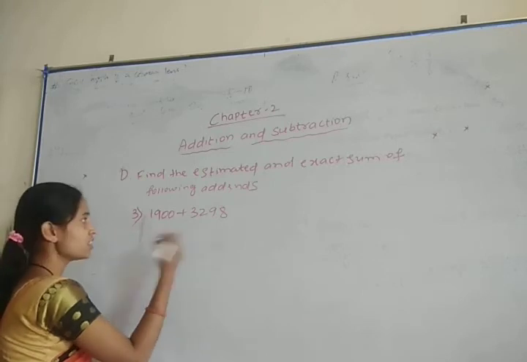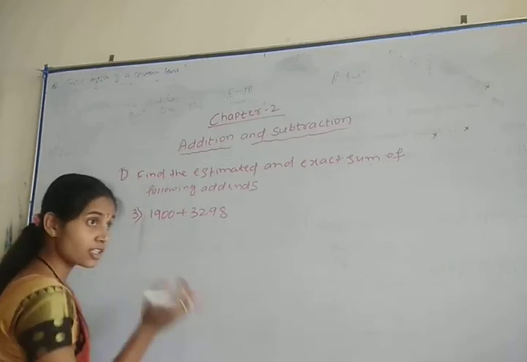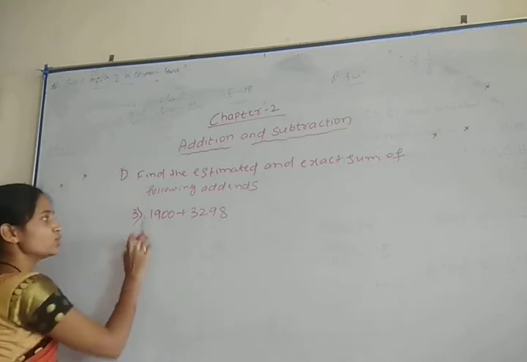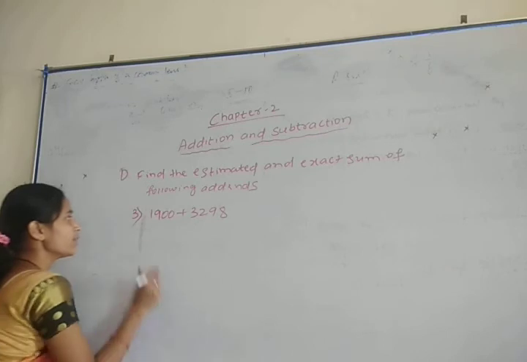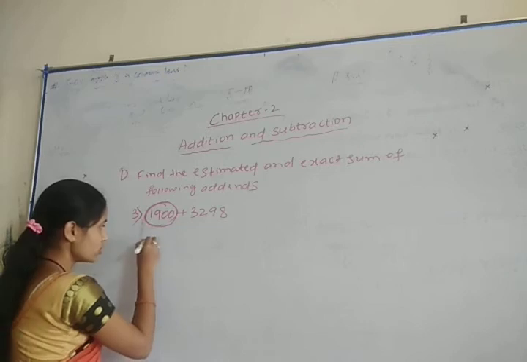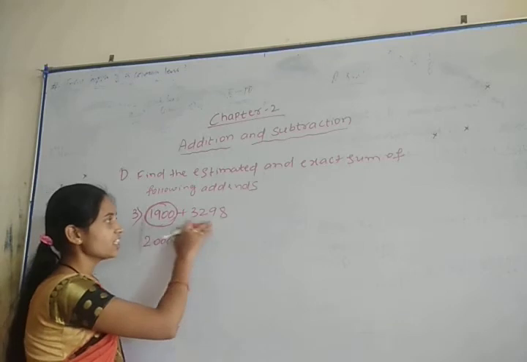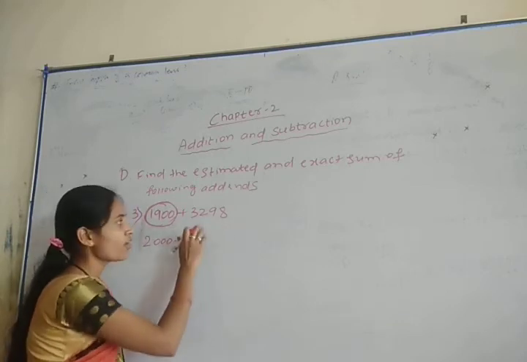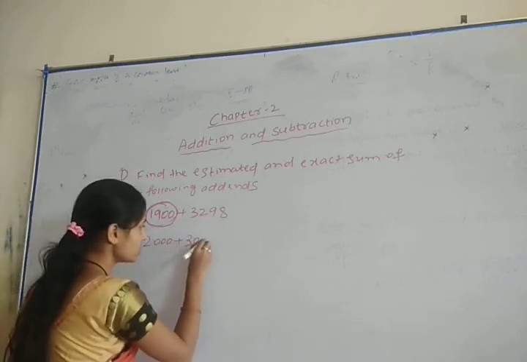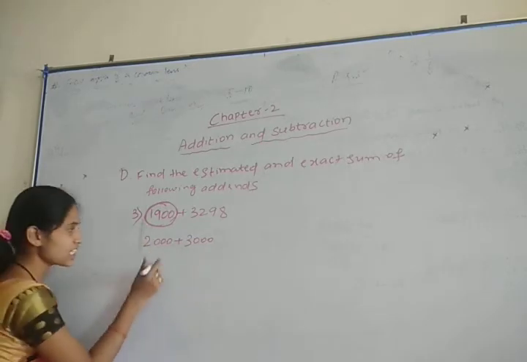So which is the easy way? Adding 100 is the easy way. 100 is less. Subtracting 900 is the bigger value. So you should select the easy way. Here we will round this number to 2000, plus 3298. Is it nearer to 3000 or to 4000? It is nearer to 3000. So write here 3000. Now add these two numbers so that you will get the estimated sum.